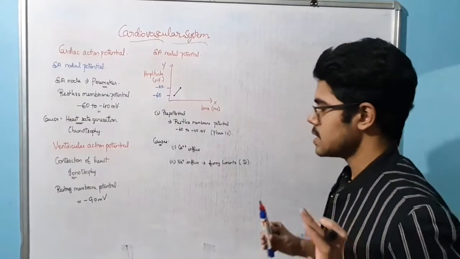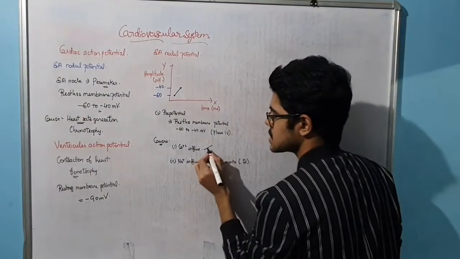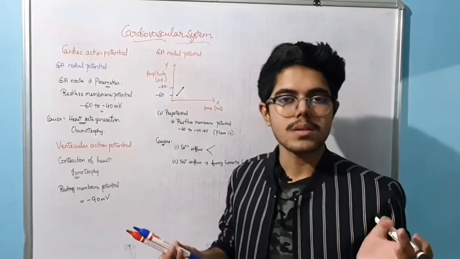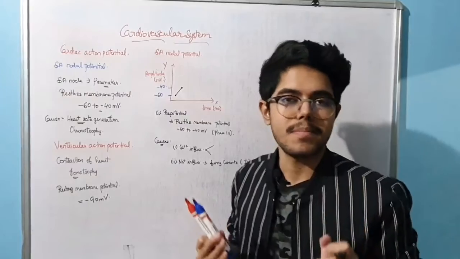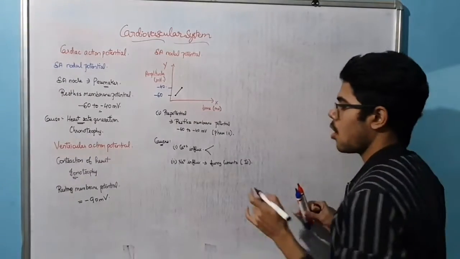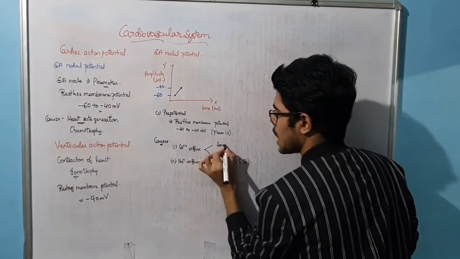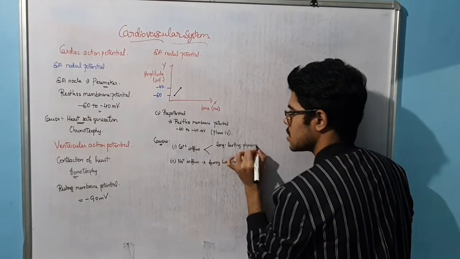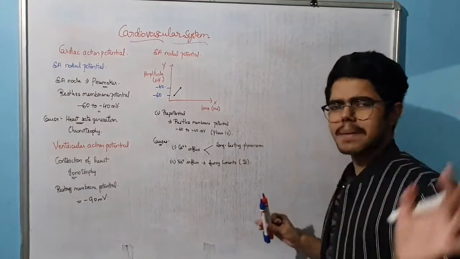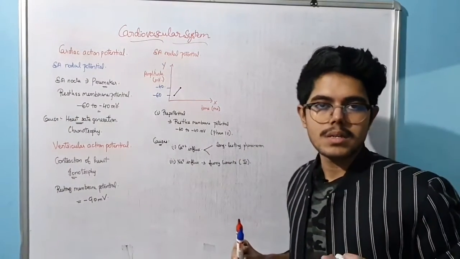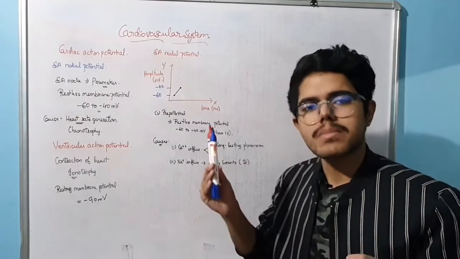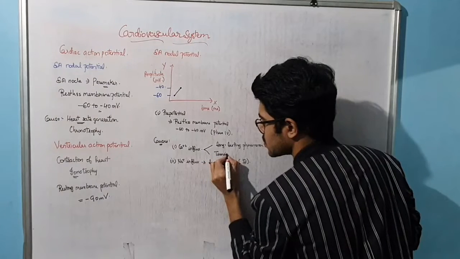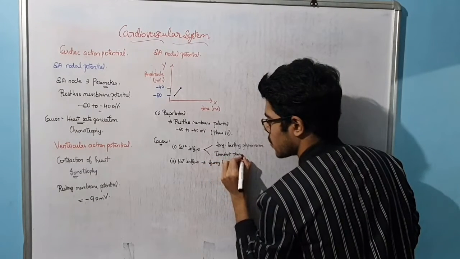Now listen carefully. This calcium influx is of two types. When the calcium channel is open and stays open for a long time, we call it the long-lasting phenomenon. When the channel is open and after some time it closes, that is called the transient phenomenon.